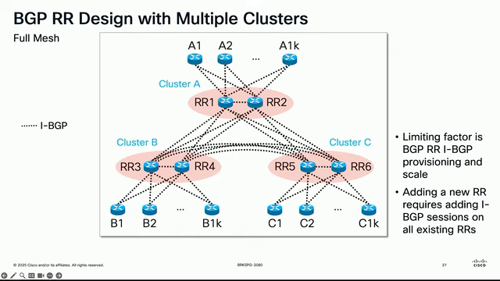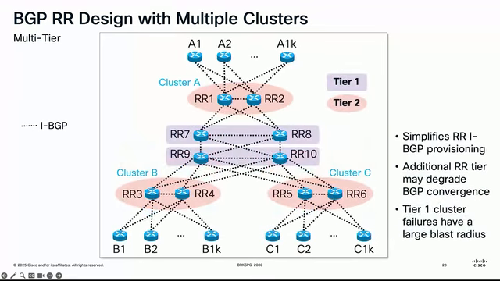It scales well. But the limiting factor is manageability, right? Because every time you add another route reflector or route reflector cluster, you have to touch every other route reflector in every other cluster to add iBGP sessions, right? So that is the primary limiting factor of this design, but it's widely deployed and scales otherwise, okay?